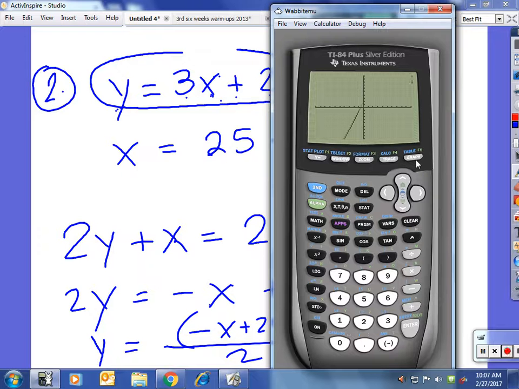Make sure we can see it in the screen. And you know what? I can't. Do you see how I can't see it? Guess what I have to do? I have to zoom out. Zoom out, enter. As soon as you can see it, you're fine to do calculate intersection. Second function, calculate intersection, first curve, second curve, guess. And there we go, 3, 11.